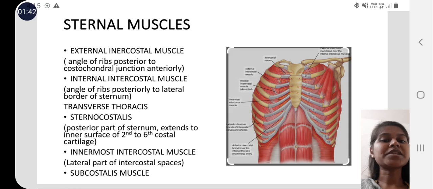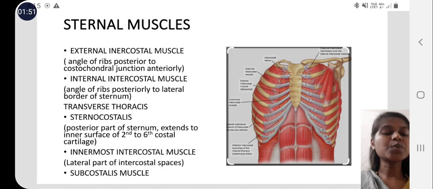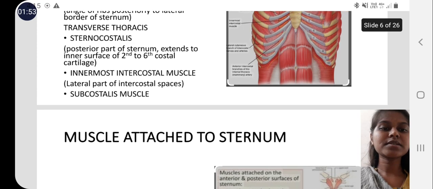Sternocostalis, which is present in the posterior aspect of the sternum and lateral part of it. Innermost intercostal muscle, which is present in the lateral part of the intercostal spaces. Subcostalis muscle, which is present below the ribs.